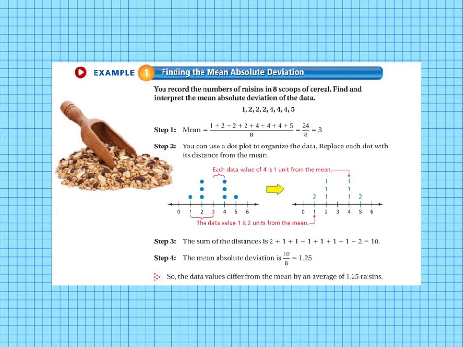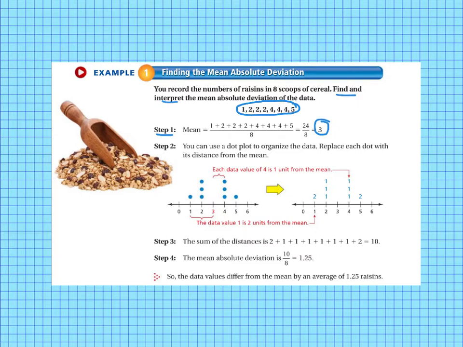Let's take a look at example 1. We're finding the mean absolute deviation. It says you record the numbers of raisins in 8 scoops of cereal. Find and interpret the mean absolute deviation of the data. So again, there's that word interpret. That means you need to explain what your mean absolute deviation means. Here's our data, and it's already in order for us, which is helpful. So step 1, we find the mean. That calculation is there, and it turns out to be 3.